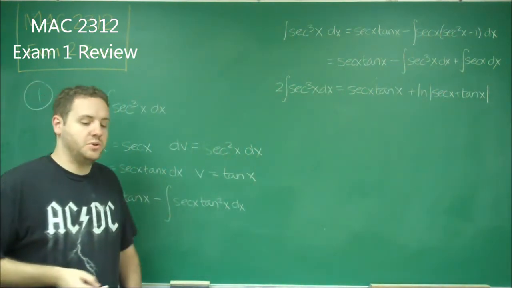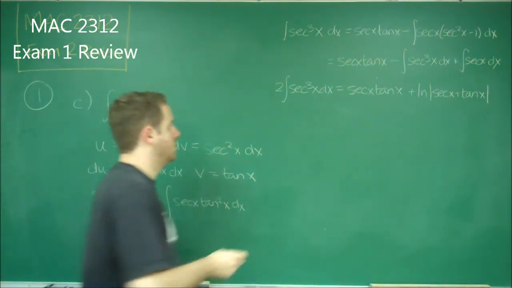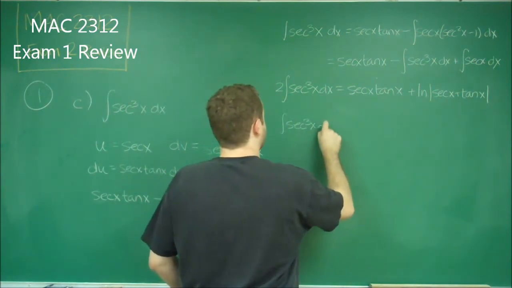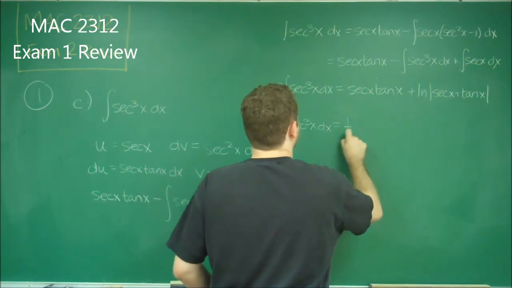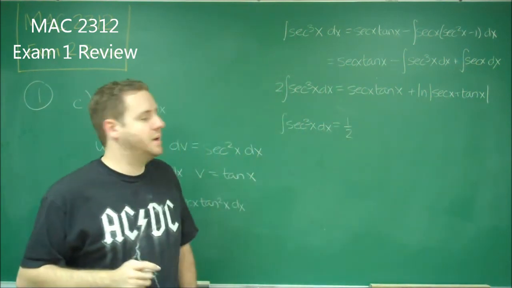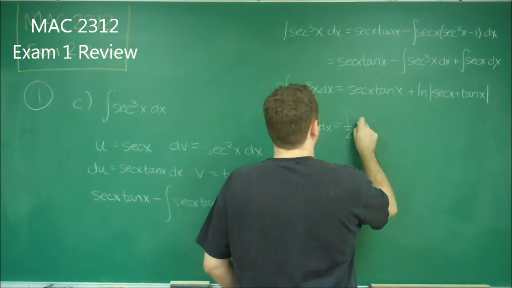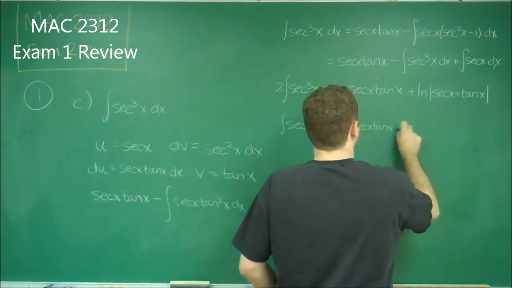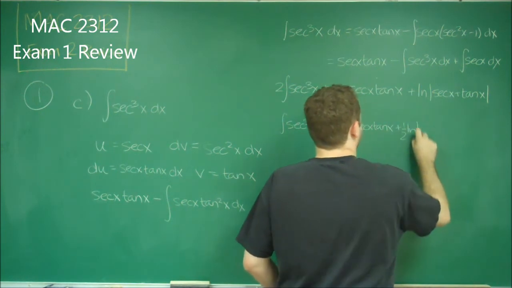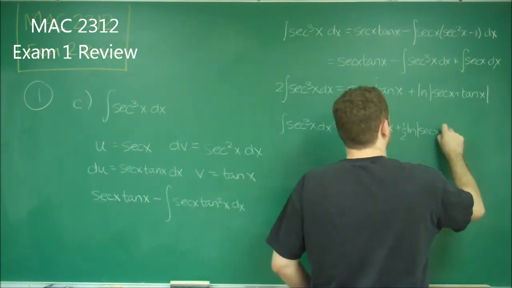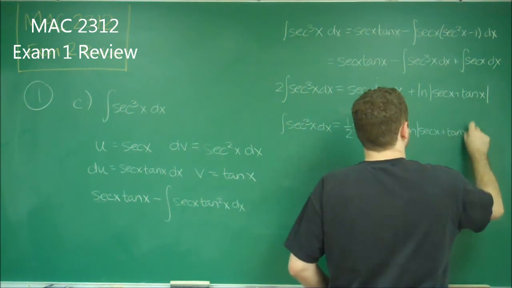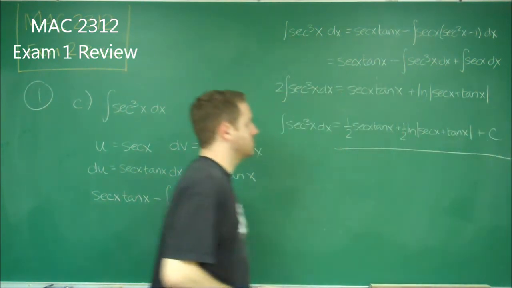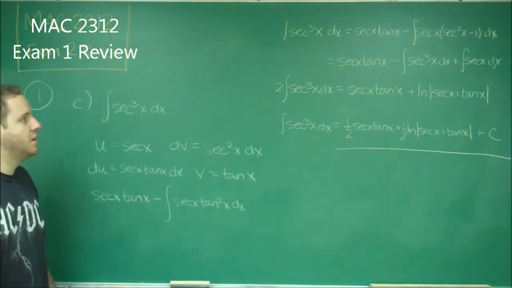So finally all we need to do is divide by 2. So that means that our integral of secant cubed is, and in this case you probably see it most likely written just with halves in front of each one, 1/2 secant x tan x plus 1/2 ln secant x plus tan x plus c. And that's your answer there.